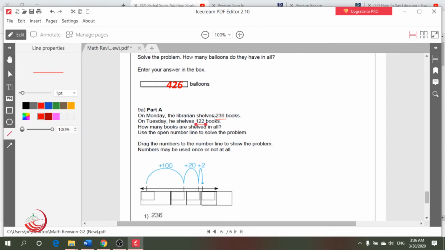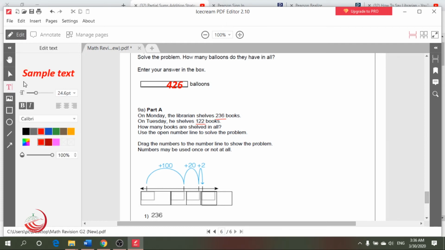So on Monday he shelved 236, and on Tuesday he shelved 122. Use the open number line to solve the problem. So as usual, before we go to the number line, we are going to add the problem normally. So what is the first number here? I have 236 plus, what is the second number here? I'm adding 122.